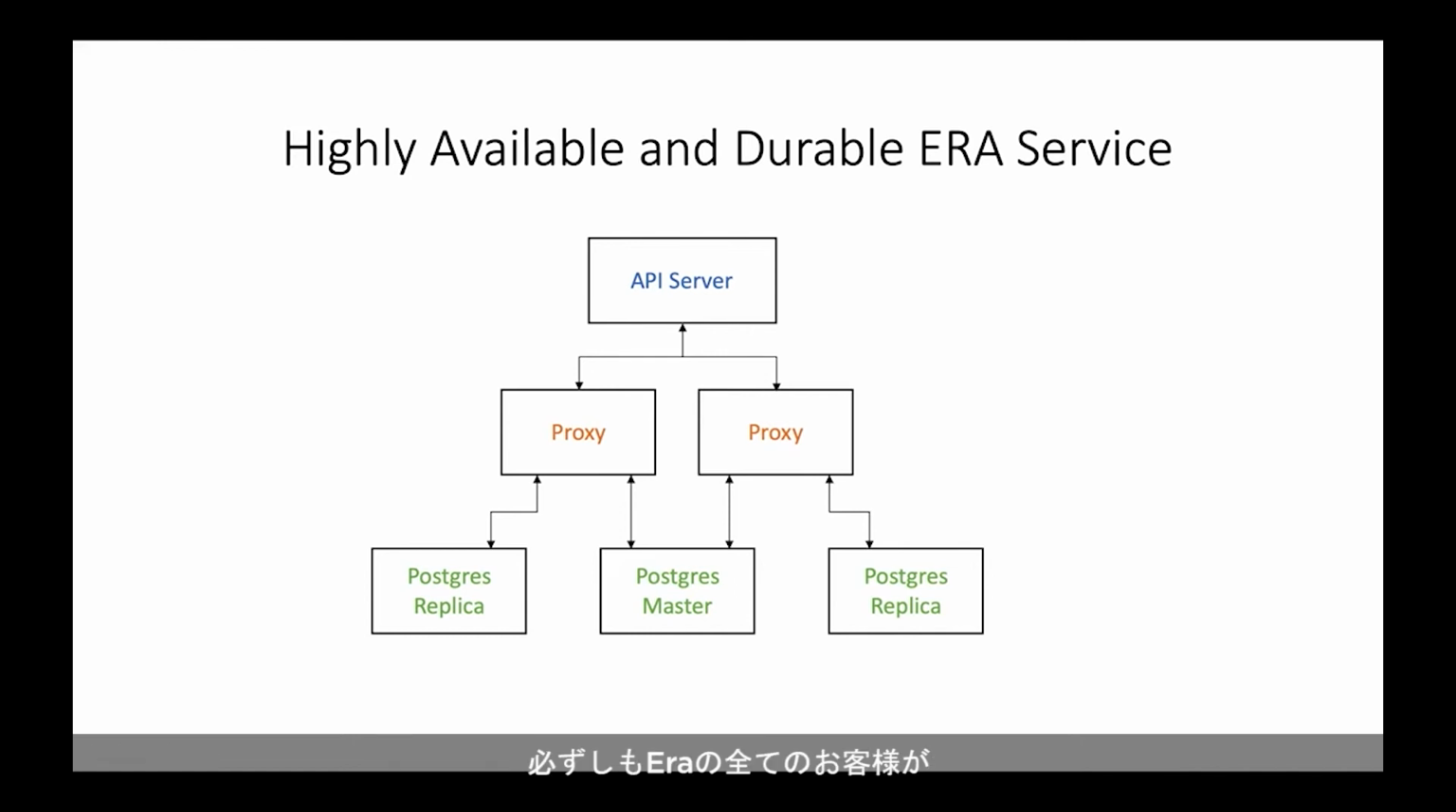We realize not every Era customer requires this elaborate architecture and the kind of availability and durability it provides, especially at the cost of additional resources. As a result, this architecture is an optional feature that the customers can enable. Out of the box, Era still ships as a single VM solution, but additionally, customers could go into Era and enable this architecture. Let's see how this can be done.